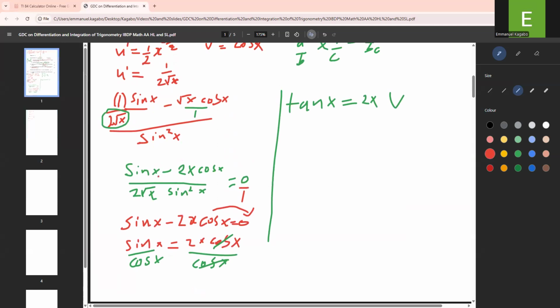Now, back to the question, what was the gradient of the function? The gradient was this. That was my dy over dx. Do you remember? This is my dy over dx. So, meaning my dy over dx should be equal to 1.